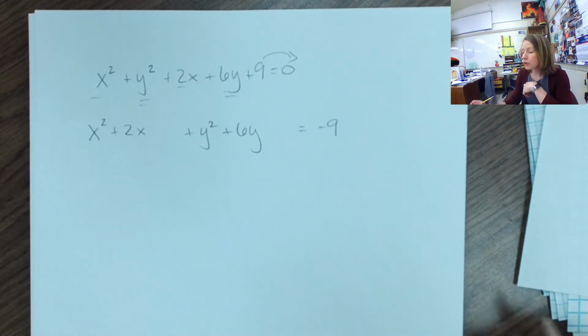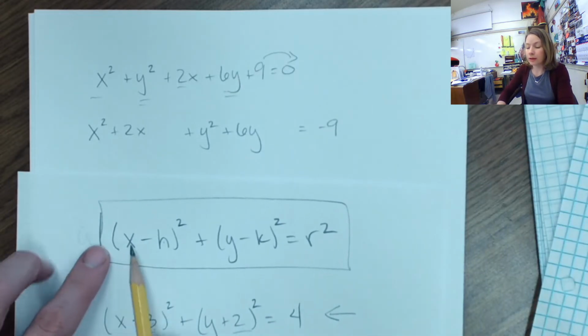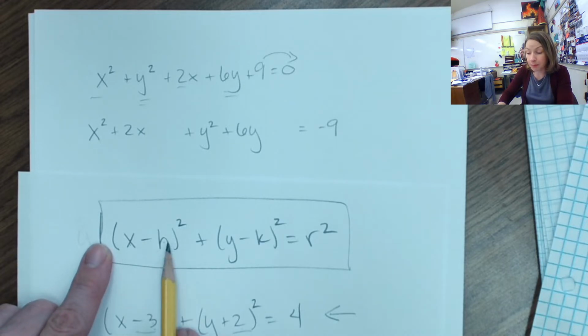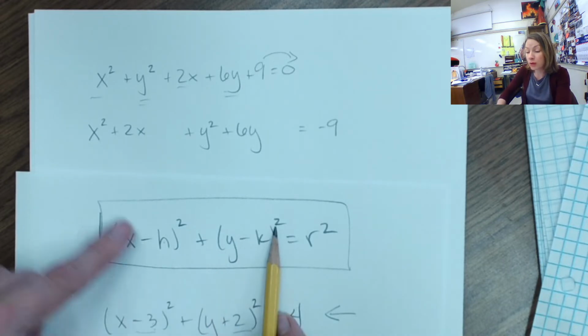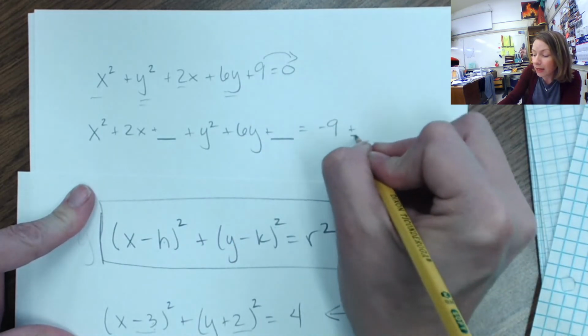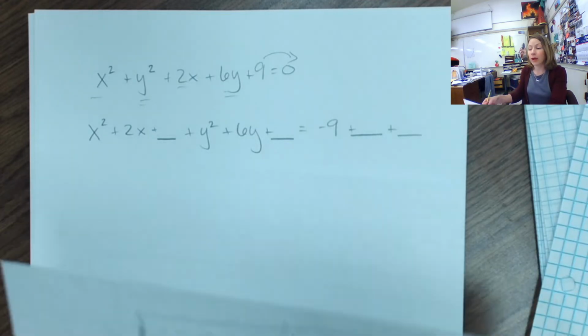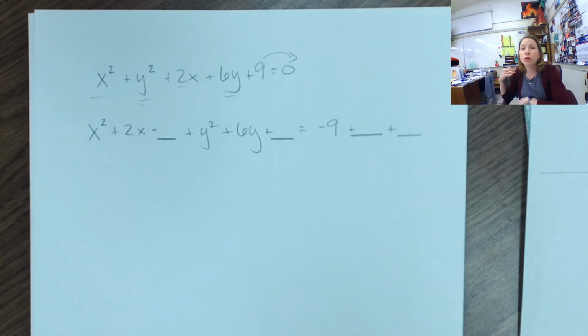Now, in order to turn this into something that looks like this, with an x plus or minus something squared and a y plus or minus something squared, I have to complete the square here, complete the square here, and then whatever I do on one side, remember I have to do it on the other too, okay? Because I have to keep my equation true.